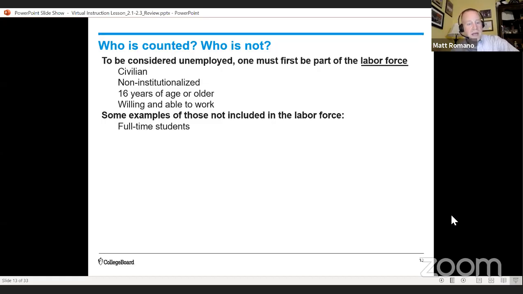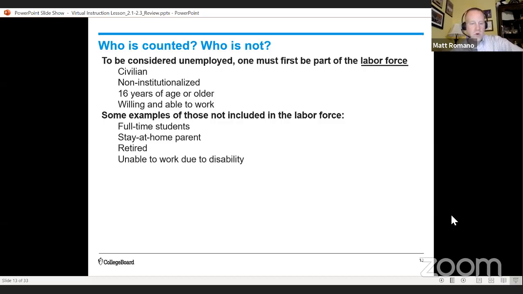Now, if you do have an afternoon job, a part-time job after school, then you are part of the labor force, obviously, because you are part-time employed. But a full-time student, high school, college, whatever, without a job, not included. A stay-at-home parent choosing to stay at home, not looking for employment, not interested in a job, they're not going to be included in the labor force. Retired individual, not looking for a job, not interested in a job.